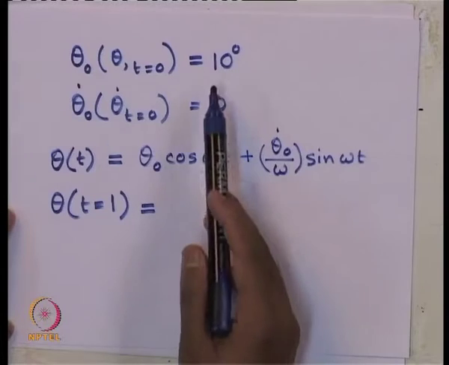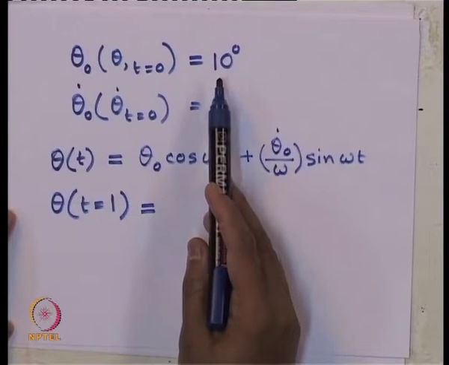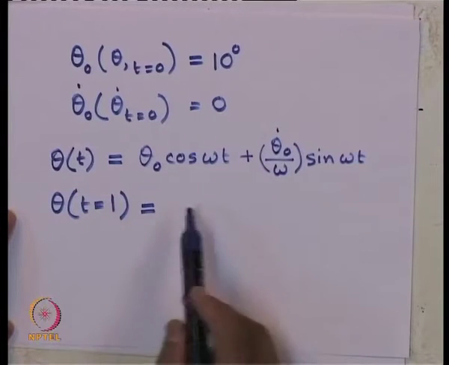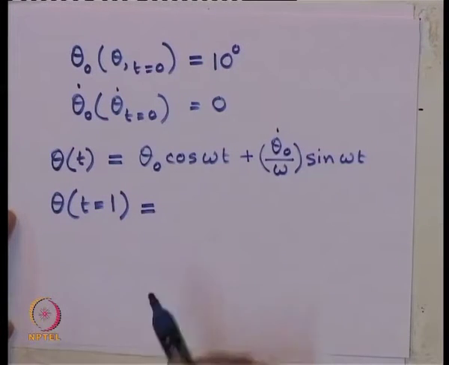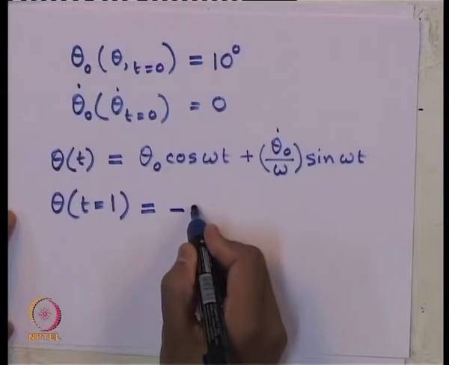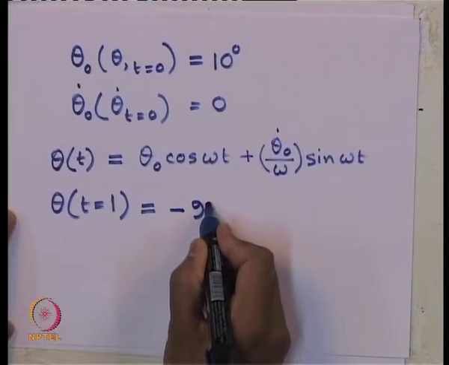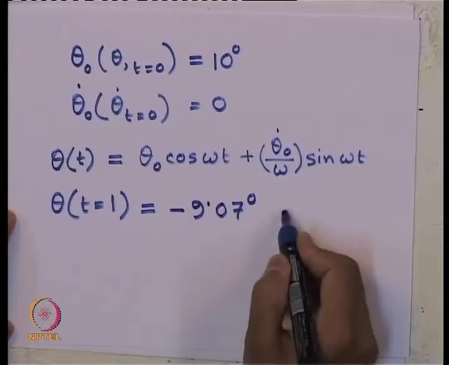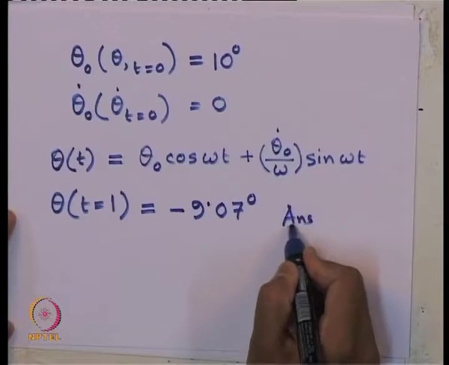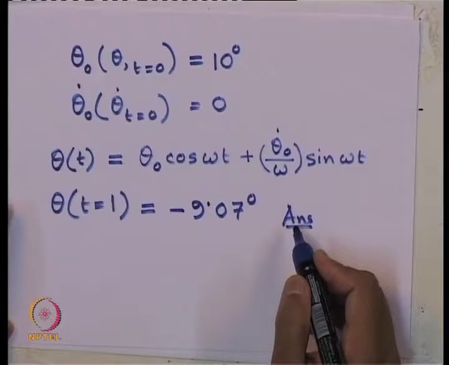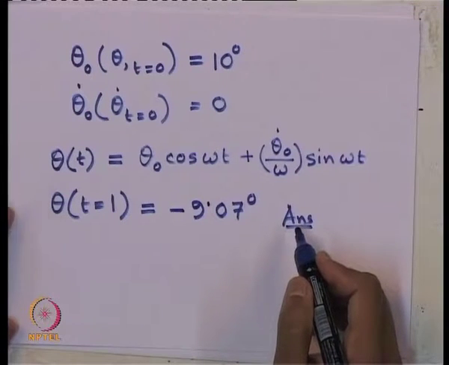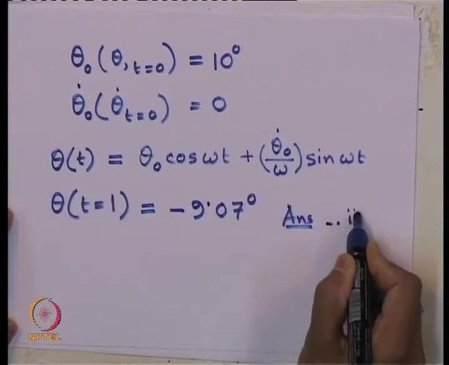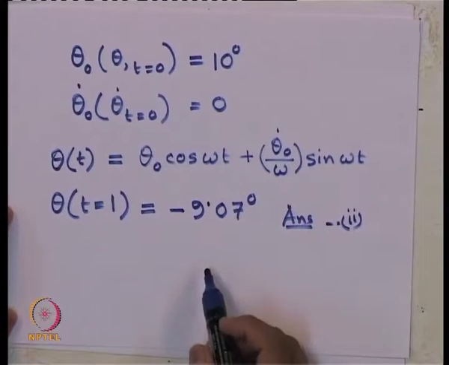Theta naught is given to us as 10 degree and this one is 0. So, if you put the values and get the solution, it will be coming as minus 9.07 degree. So, that is the final answer, because it asks what is the angular position at the end of 1 second. So, this is the angular position after 1 second.